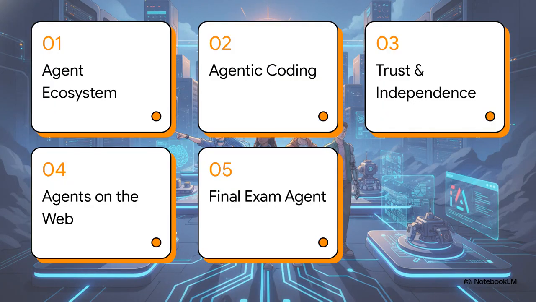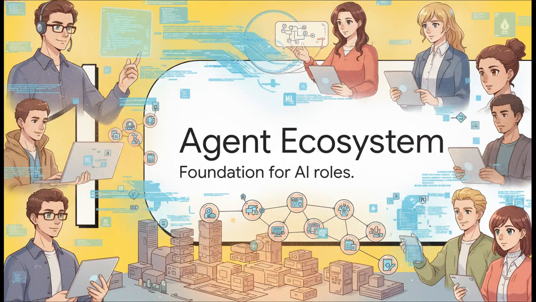We've taken all this information and structured it into 5 core themes. First, mapping the agent ecosystem. Second, the mechanics of agentic coding. Third, establishing trust and independence. Fourth, unleashing agents on the web. And finally, the final exam agent. Let's jump right in. Phase 1.